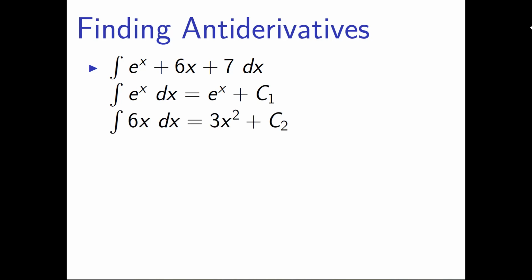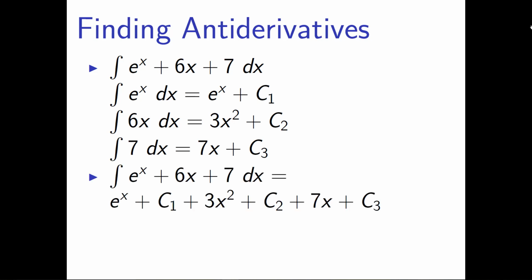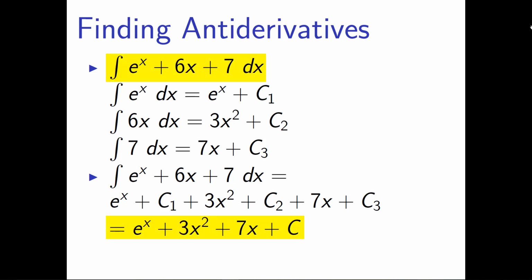6x would be 3x squared plus a c2. And then the 7 would be 7x plus c3. And so we want to integrate all of those pieces, and we'll see the formal rule of how we can do this in a second, but we can just take each of those and add them together. But notice here we now have three constants of integration. If we're just talking about constants, we may as well combine them all together. So we can say that the c we have here is just c1 plus c2 plus c3. Okay, and then this is therefore our integral or antiderivative.